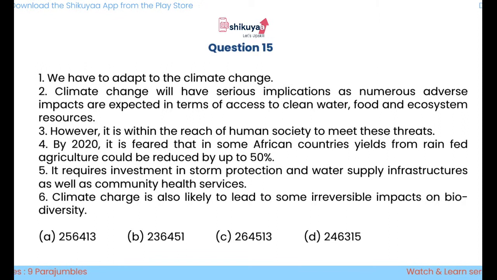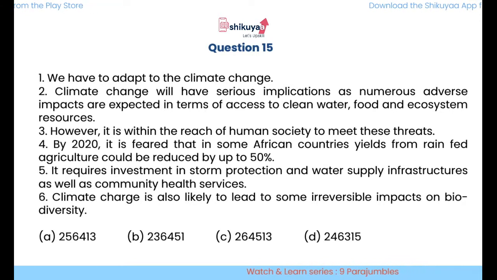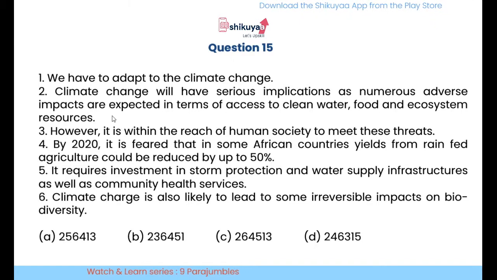पर कोई ऑप्शन में दूसरा कुछ कहीं पे भी हमें सीक्वेंस नहीं दिख रहा है। If you can see, only option D says that we have the sequence like 2, 4, 6, 3 and 1, 5 is obviously a conclusive sentence. We have to adapt to the climate change। और lastly sentence 5 हमें conclusion दे रहा है that it requires investment in storm protection। I hope you people got the solution। That answer is D। हमें ज्यादा से ज्यादा लॉजिकली थिंक करना है, सिर्फ एक दो सेंटेंस देख के नहीं चलना है। यू हैव टू कंपेयर ऑल दी सेंटेंसेस। क्लियर?